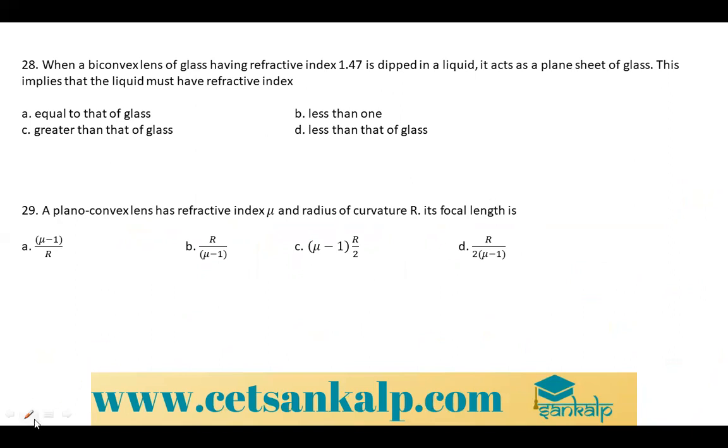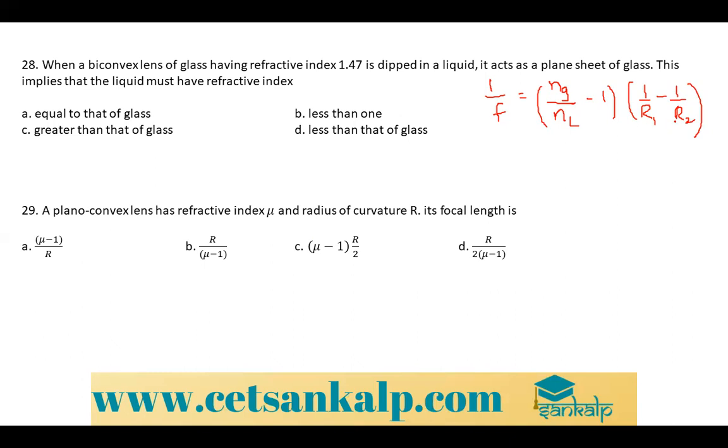Now, according to the lens maker's formula, 1 by f is equal to, now observe here, glass with respect to liquid, that is ng by nl, minus 1, into 1 by r1 minus 1 by r2.